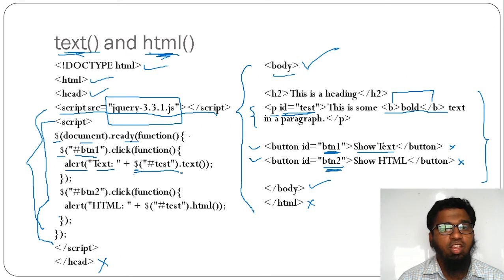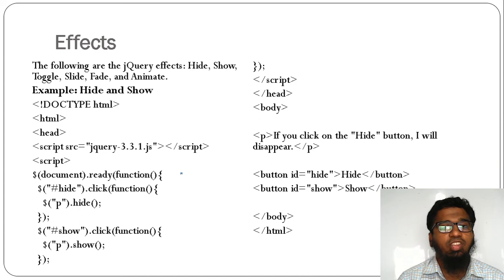Next we will see the effects. What effects are there in jQuery? In jQuery, we have so many effects like hide, show, toggle, slide, fade, animate. Anyone you can use for effects in HTML.